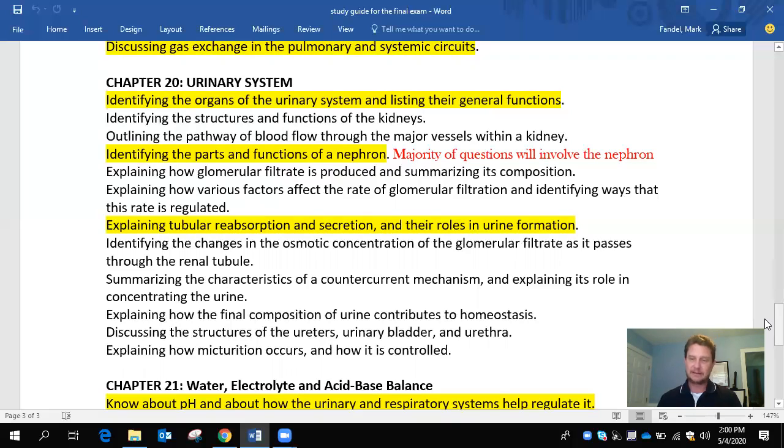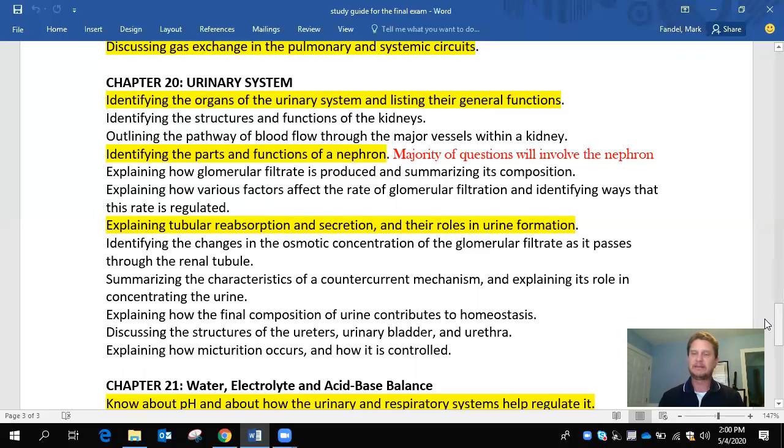Now, before I get to the tubing system, if I go back to the macro view of a kidney, I've got a renal cortex, and then I've got a renal medulla. The renal cortex is the outer layer, and that's where the majority of the nephrons are found. The renal medulla is where we're going to find these things called renal pyramids. In between renal pyramids are renal columns.